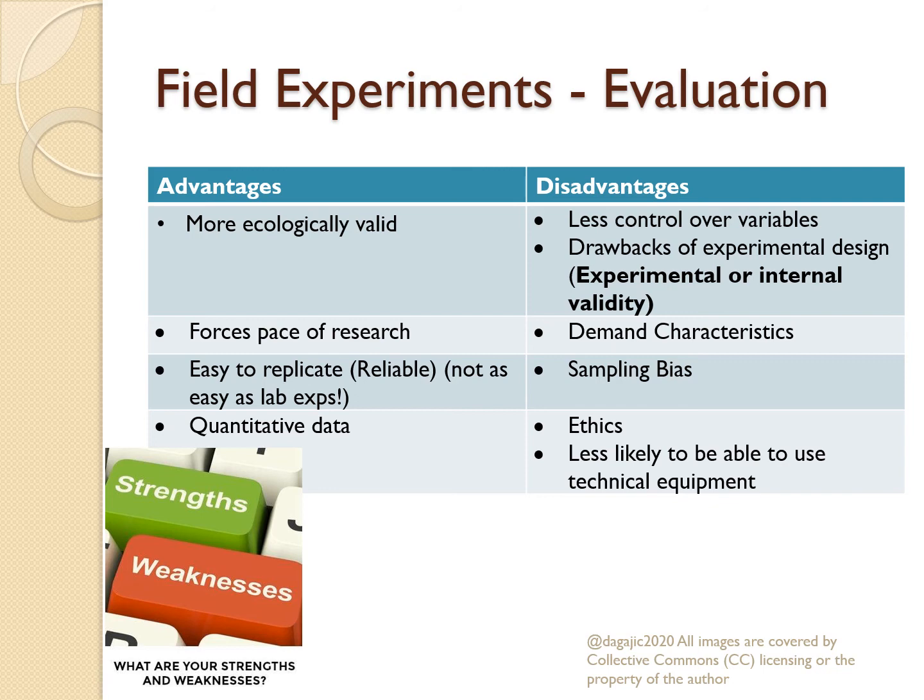Our problem, though, is we haven't really got control over situational variables. It's much more of an issue. We've still got all the other issues that we had with lab experiments: drawbacks of design, demand characteristics, sampling bias, ethics, and we're less likely to be able to use technical equipment in the field.